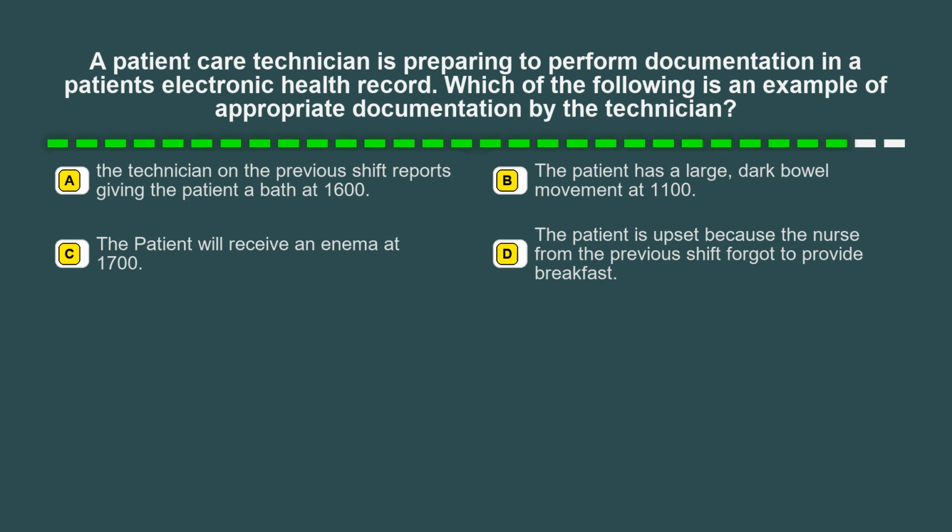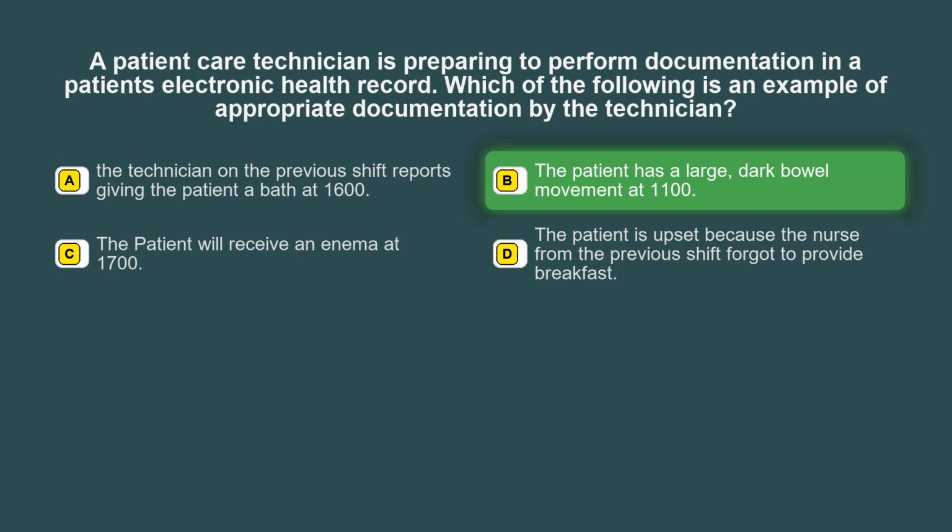Question 1. A patient care technician is preparing to perform documentation in a patient's electronic health record. Which of the following is an example of appropriate documentation by the technician? Option A. The technician on the previous shift reports giving the patient a bath at 1600. Option B. The patient has a large, dark bowel movement at 1100. Option C. The patient will receive an enema at 1700. Option D. The patient is upset because the nurse from the previous shift forgot to provide breakfast.